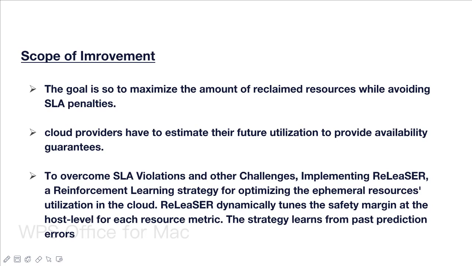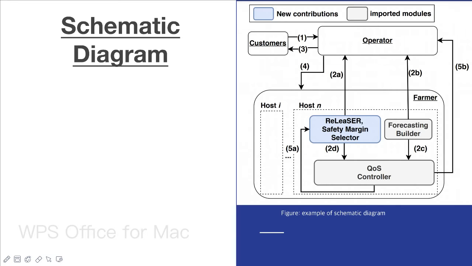Coming to the scope of the environment of this project, before moving to the scope of improvement, we'll check the schematic diagram of the same. This is the schematic diagram of the presentation. This is the Releaser safety margin selector which we have selected, and this is the forecasting builder, and this is the host system.